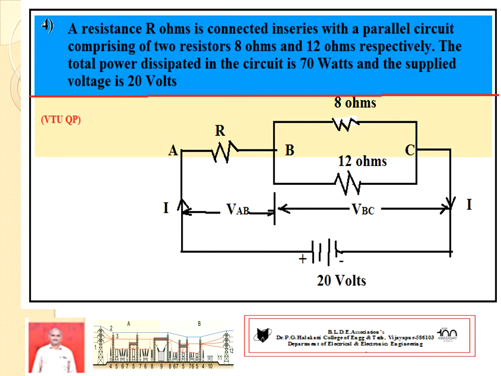R is connected in series with a parallel circuit consisting of 8 ohms and 12 ohms. This total circuit is connected across 20 volts and the total power dissipated is 70 watts.